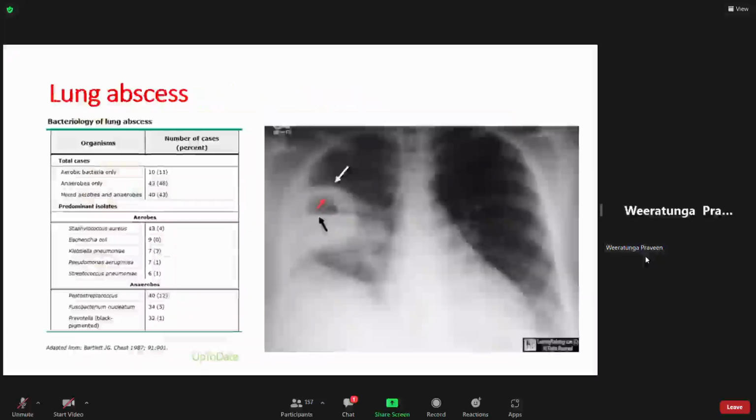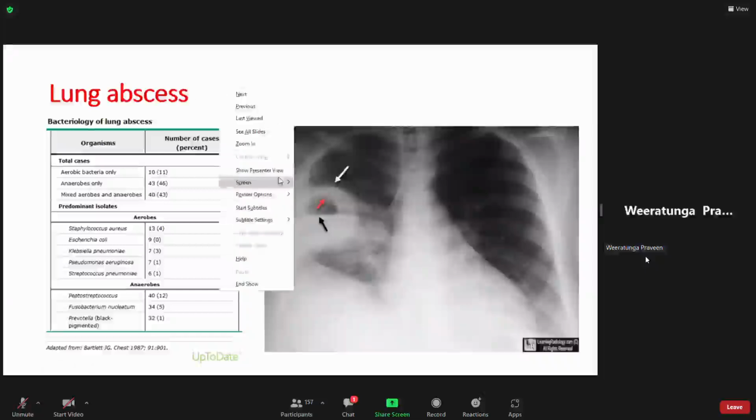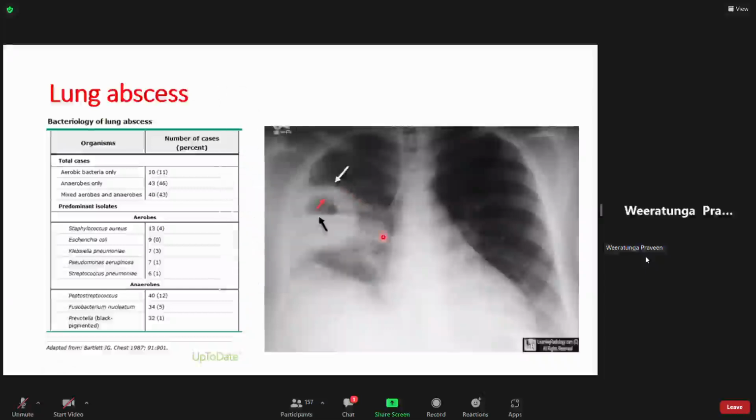Okay, right. Now, moving on to lung abscess. Typically in the X-ray, you will be able to see a nice cavity with a fluid level. We have done the X-rays before your OSCEs. So you see a thick walled abscess, a cavity with a fluid level. In this table, I have given you the causes of lung abscess. Obviously, refer to that.